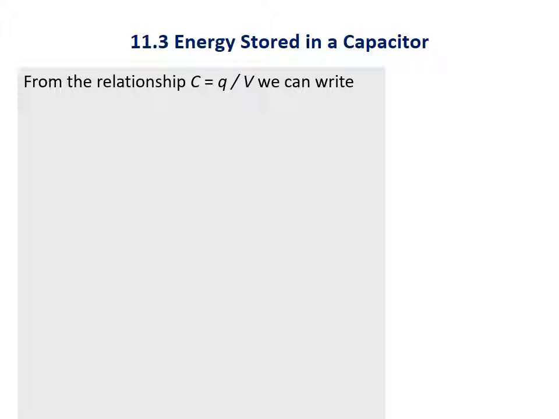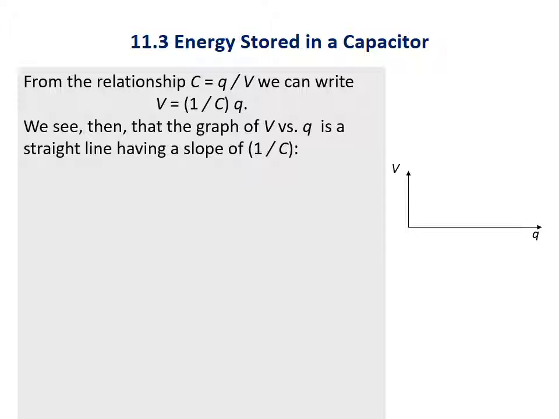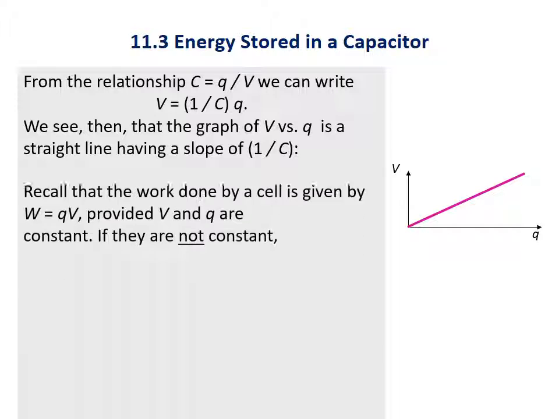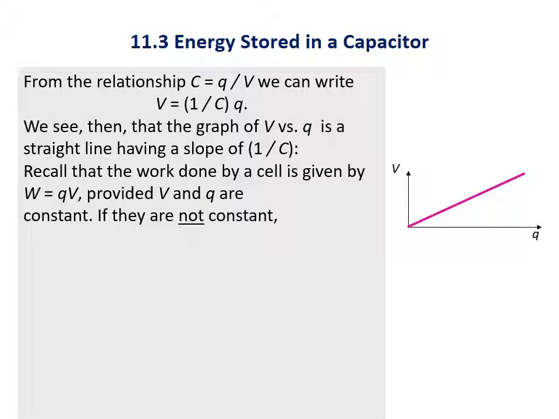So from the relationship C equals Q over V, we can write that voltage is 1 over C times Q. Then we can make a graph of voltage versus Q, voltage versus charge, and it would have a straight line with a slope of 1 over C. Please remember that the work done by a cell is given by Q times V, provided that V and Q are constant. If they are not constant, work equals area under the V versus Q graph.